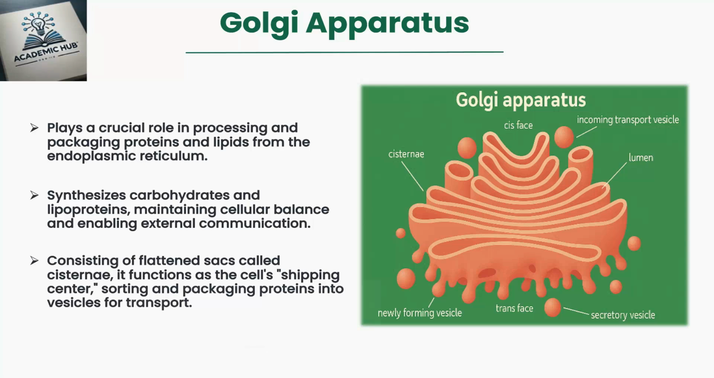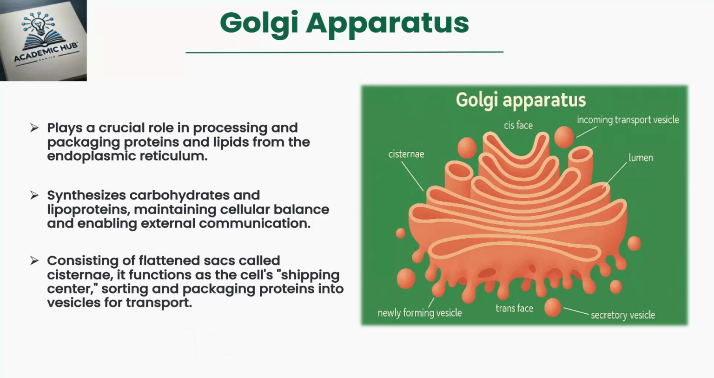Next is the Golgi apparatus and lipid transport. The smooth endoplasmic reticulum synthesizes lipids, which then enter the Golgi apparatus for modification and transport. In this, the Golgi adds sugar molecules to lipids, forming glycolipids that play a vital role in maintaining the structure and function of the cell membrane. It packages lipids into vesicles for delivery to the plasma membrane or other organelles.